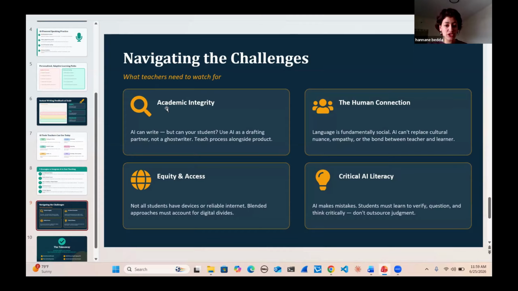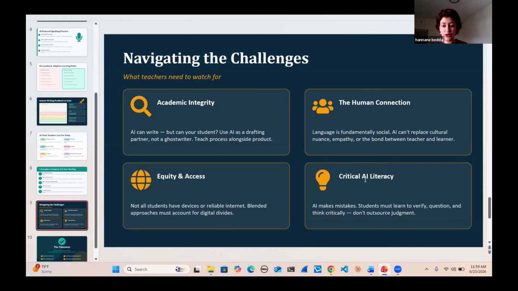And then we have human connection. Language is fundamentally social. AI can't replace cultural nuance, empathy, or the bond between teacher and learner. As we know, we are a sociable creature. And then we have equity and access. Not all students have devices or reliable internet. Blended approaches must account for digital devices. So we need to take into consideration that not all the students have access to the internet or AI. So we need to do both.